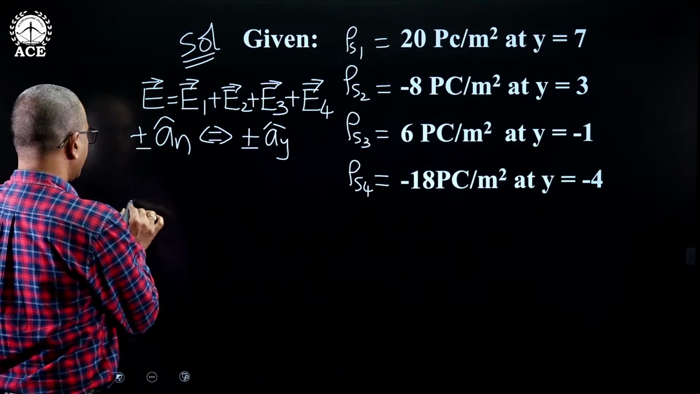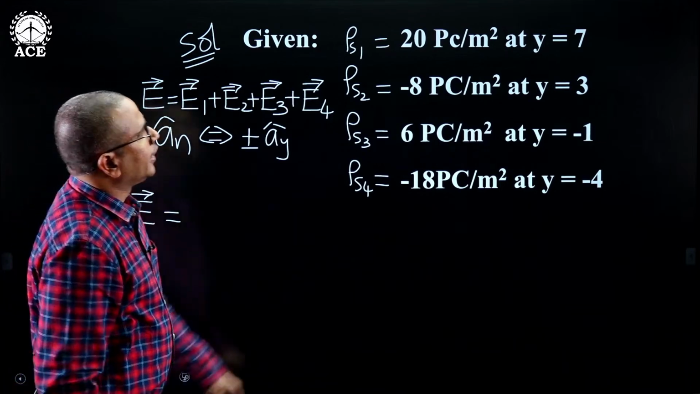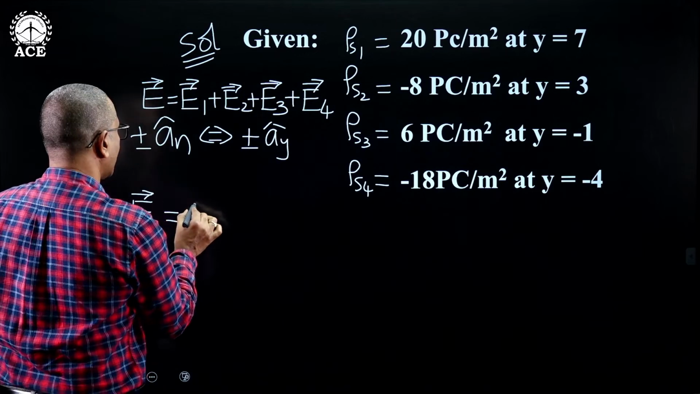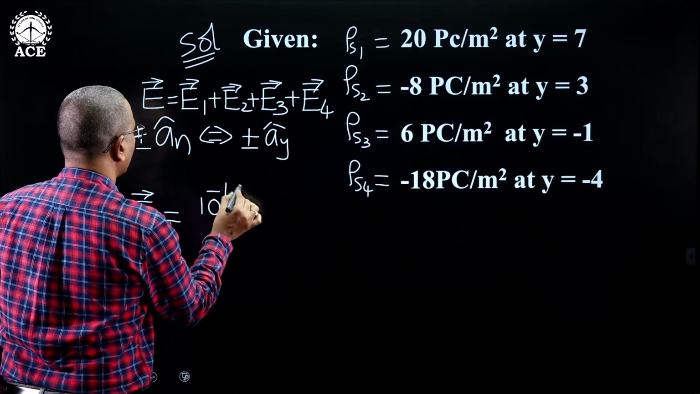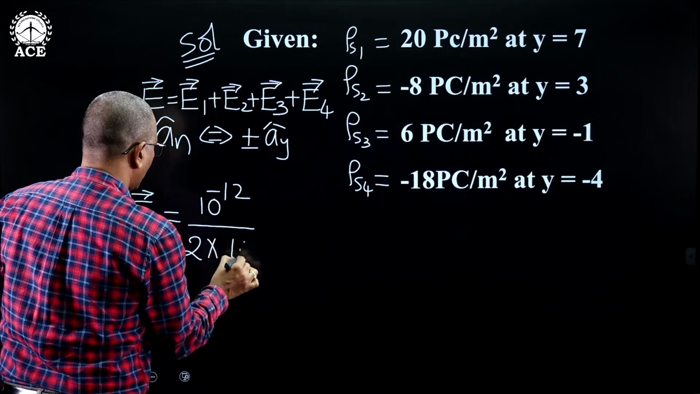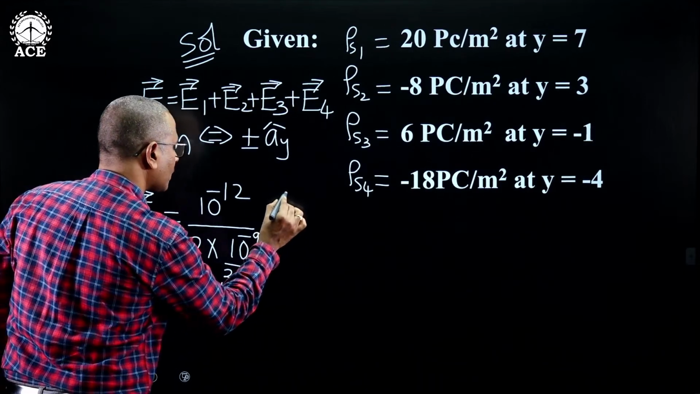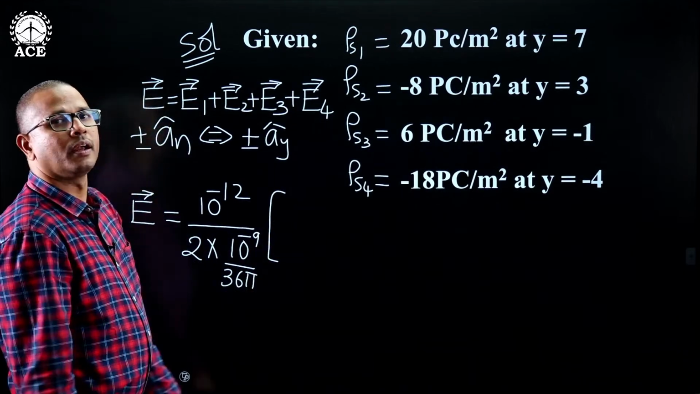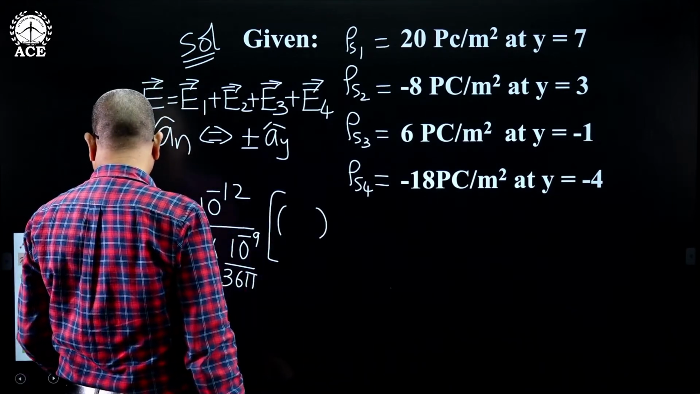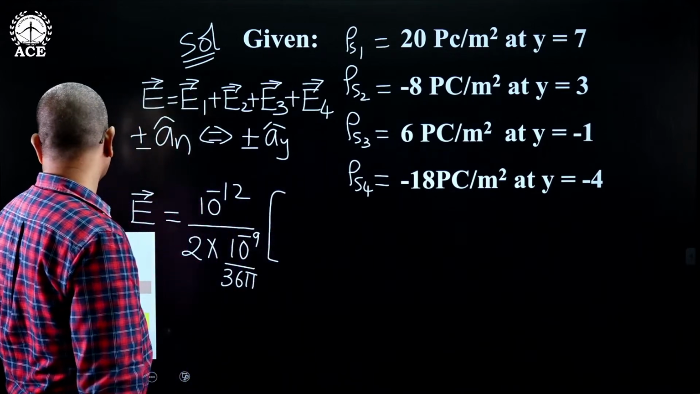I'm just giving you the equation here. E bar is equal to rho s. In all charge densities, pico-coulomb per meter square is common. Pico is 10 to the power of minus 12. Their magnitudes are different. 2 epsilon naught is 10 power minus 9 by 36 pi. Now I am writing direction. First one, dear students, ay cap. I am writing the magnitude of charge density also here.